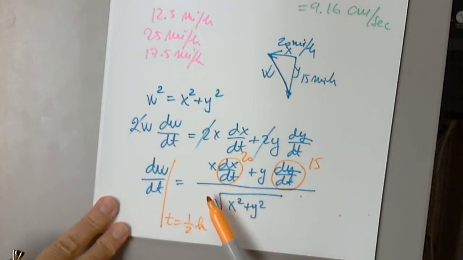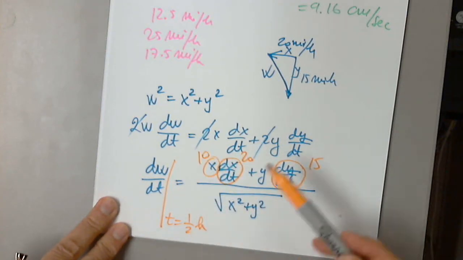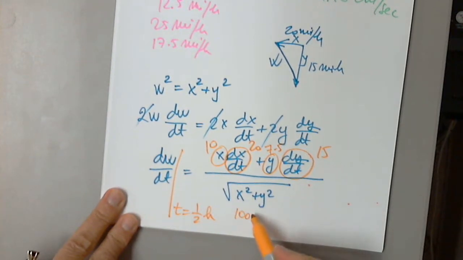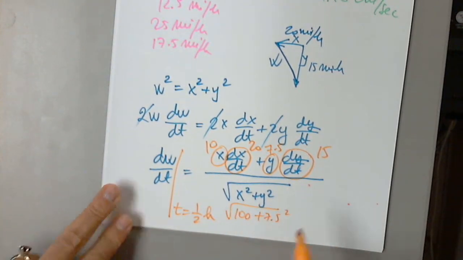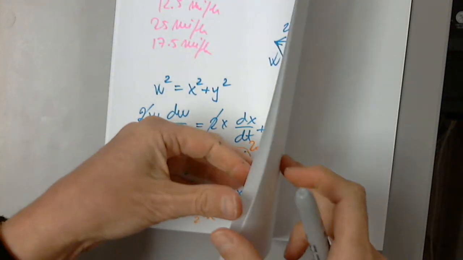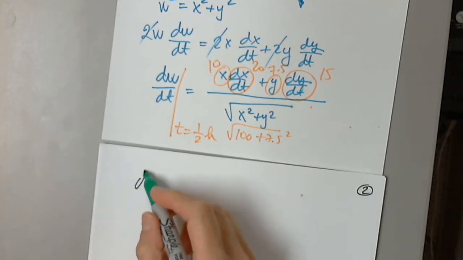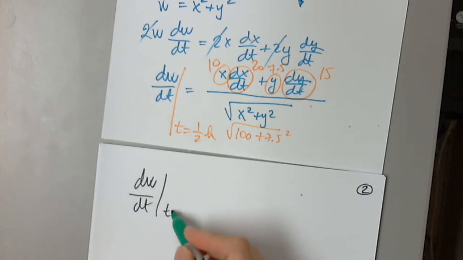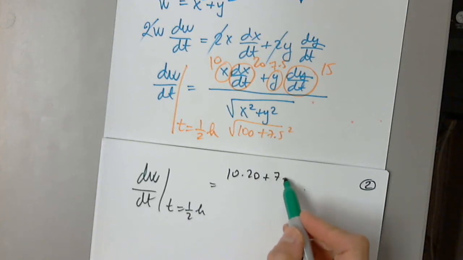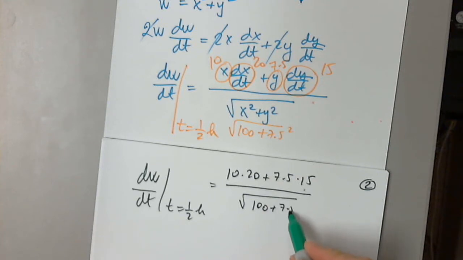And then x will be 1/2 times 20, which is 10. And y will be 1/2 times 15, which is 7.5. And of course, this is 100 plus 7.5 squared. So I'm going to write it one more time because it's difficult to read, so for everyone to see. So dW over dt when time equals half an hour is 10 times 20 plus 7.5 times 15 over the square root of 100 plus 7.5 squared.